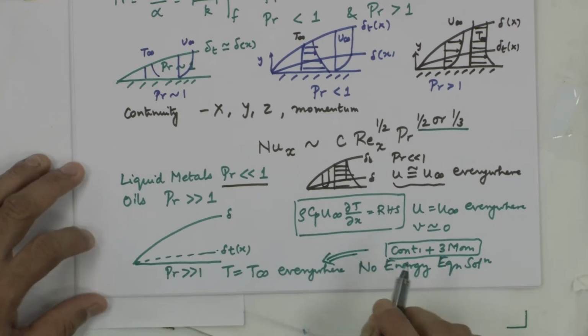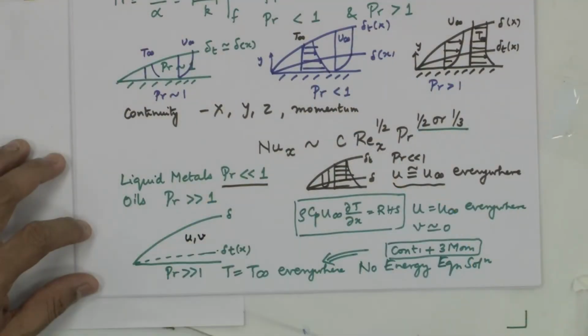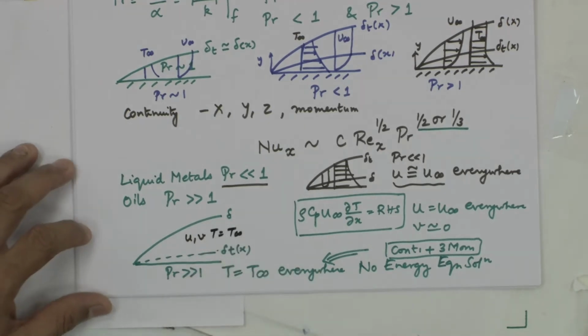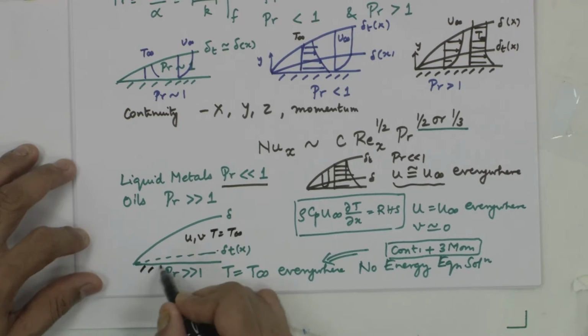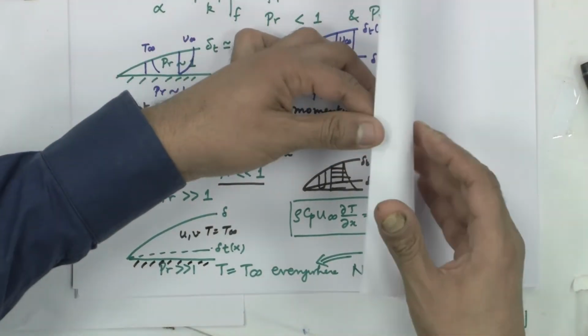So, continuity plus 3 momentum equation you have to solve in this case. So, the thermal problem is completely simplified. You do not have much to do with the energy equation. You just have to solve for u comma v in this part. This T is equal to T infinity everywhere will work. So, such simplification will help us get an idea of how correlations are going to be looking like.